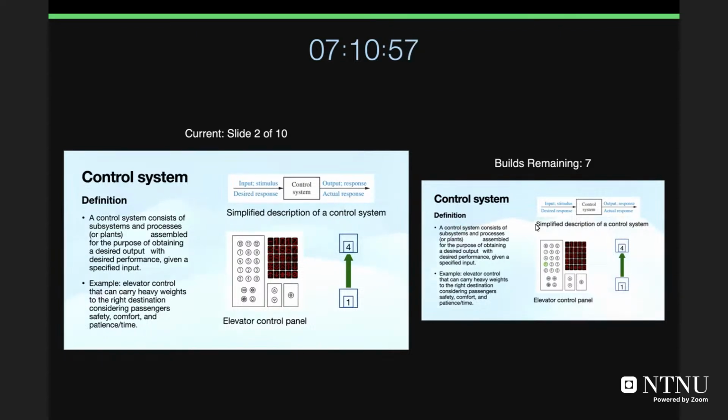In fact, a control system consists of subsystems and processes which are assembled for the purpose of obtaining a desired output given a specific input. So if you look into this block diagram, you have a block called the controlled system or control system. And this system, in fact, has some inputs.